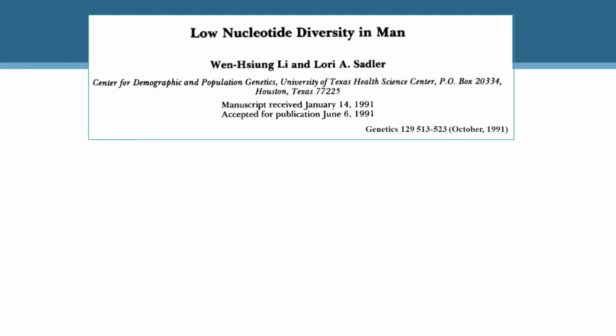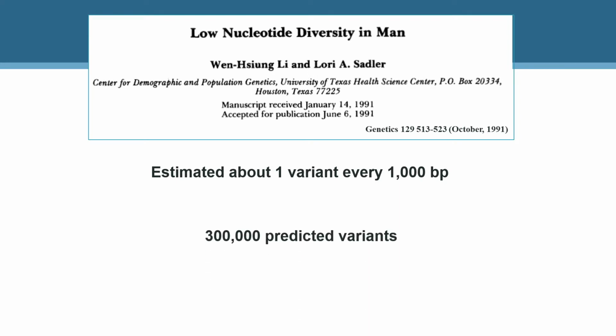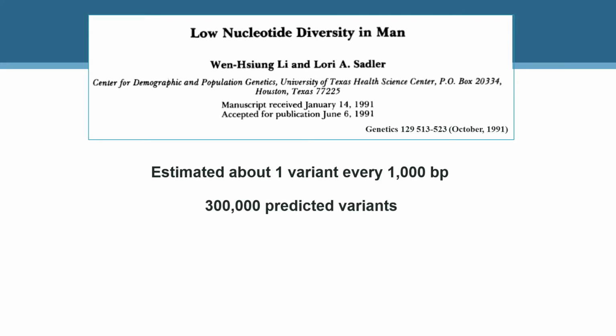In 1991, just after the launch of the Human Genome Project, one of the leading population genetics labs in the country, led by Dr. Wensheng Li, published a seminal paper in which they estimated that the human genome contained a variable nucleotide about every 1,000 bases, for a total of about 300,000 predicted variants.